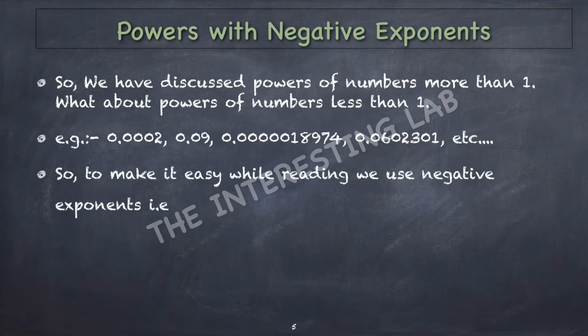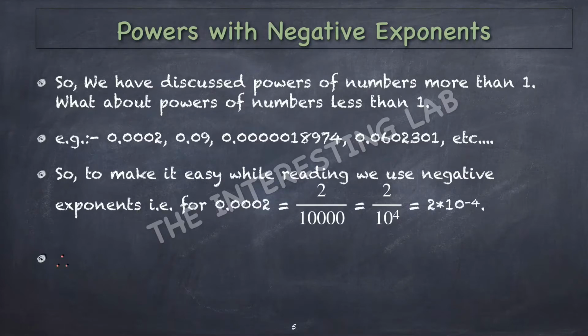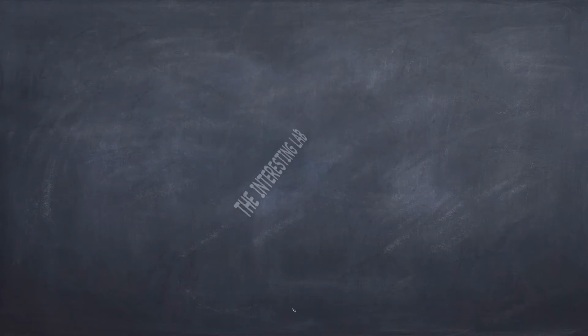That is, 0.0002 is equal to 2 divided by 10,000, which is equal to 2 divided by 10 power 4, equals 2 times 10 power minus 4. Therefore, 1 by p power n equals p power minus n, or p power minus n equals 1 by p power n.